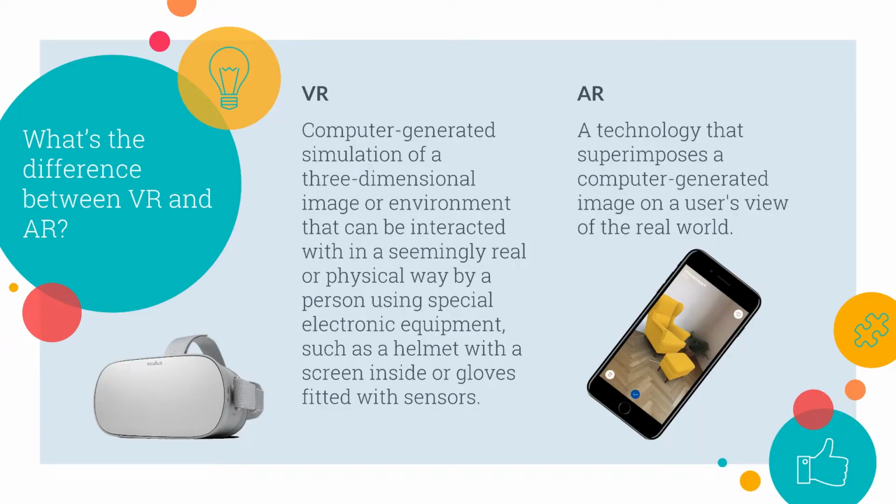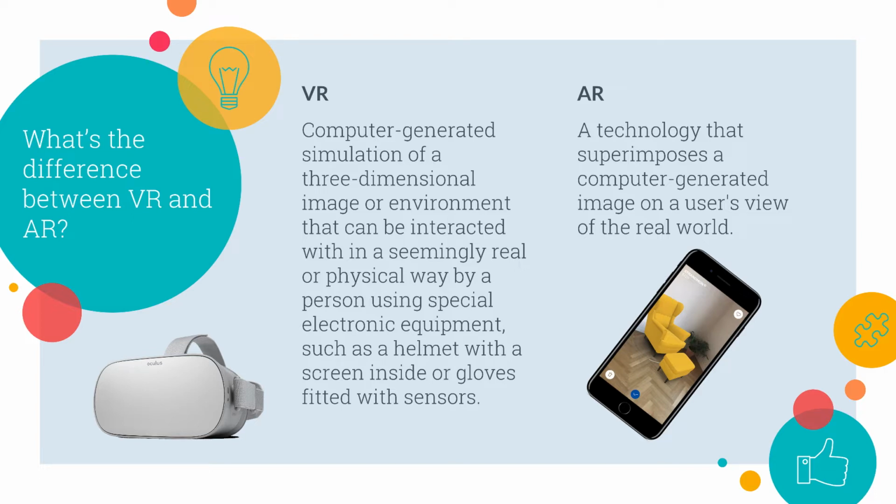First of all, perhaps you have heard the term AR. And how is that different from VR? So I want to make that distinction. VR, virtual reality, is a computer-generated simulation of a three-dimensional image or environment that can be interacted with in a seemingly real or physical way by a person using special electronic equipment, such as a helmet with a screen inside or gloves fitted with some sensors. Okay, so that is VR.